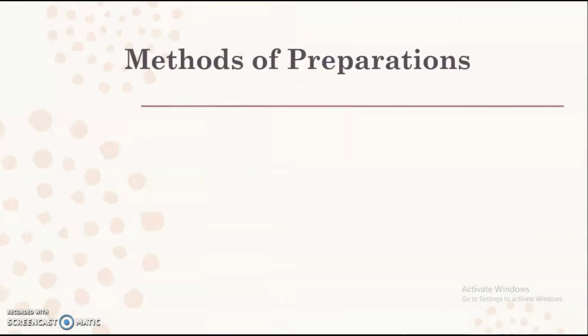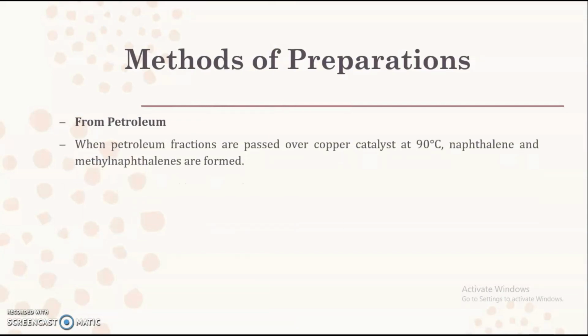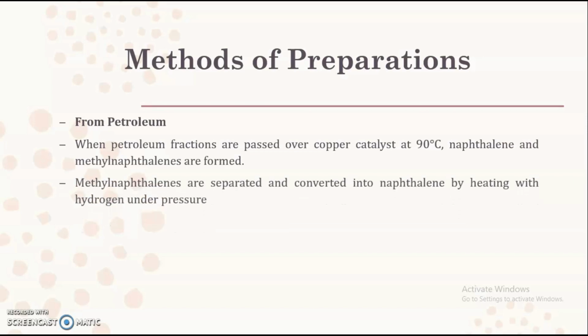Now, after this, the third method that is used for the preparation of naphthalene is from petroleum. This is also one of the important methods that is used for the preparation of naphthalene, where when petroleum fractions are passed over copper catalyst at 90 degrees Celsius, naphthalene and methyl naphthalenes are formed. Means, as we know, petroleum is a very large source of aromatic compounds. So naphthalene and methyl naphthalenes are also already present. Here we just have to carry out the isolation of these compounds.